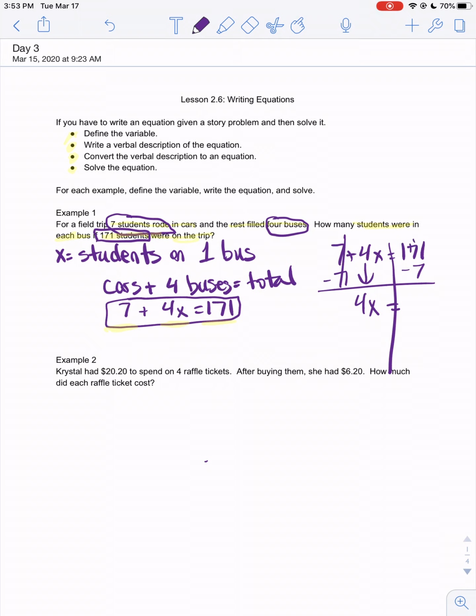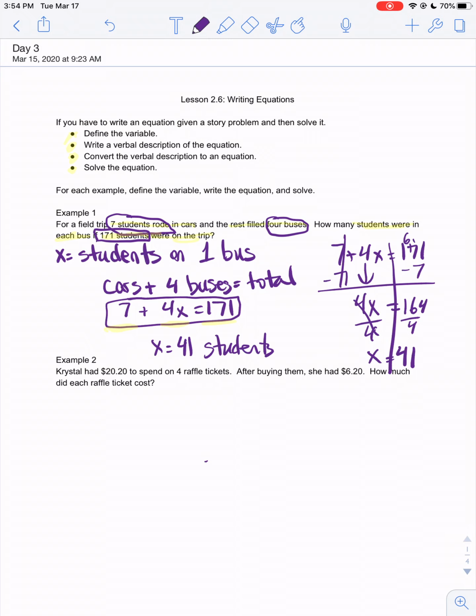I'm going to do a little regrouping here. So 164. Then I'm going to divide both sides by 4. 4 divided by 4 is 1, leaving me with X equals 164 divided by 4, which is 41. So X equals 41 students, which makes sense because that has to be quite a few people to have a total of 171.